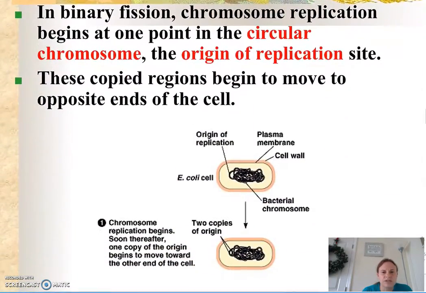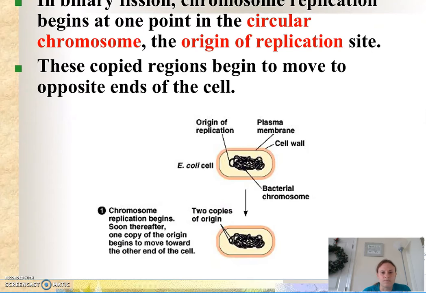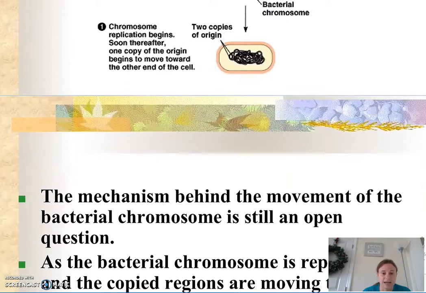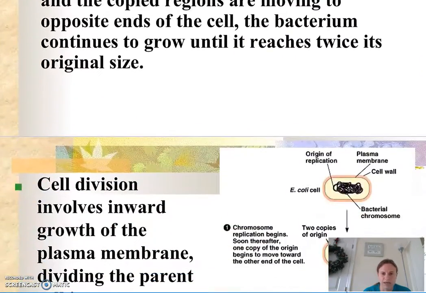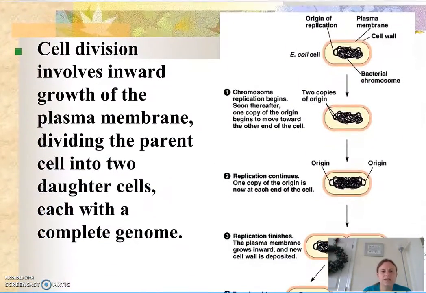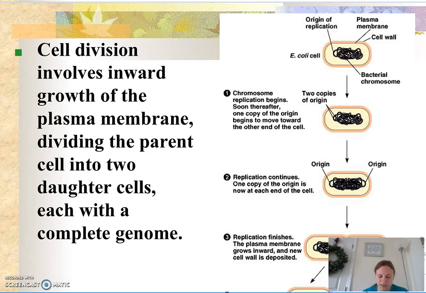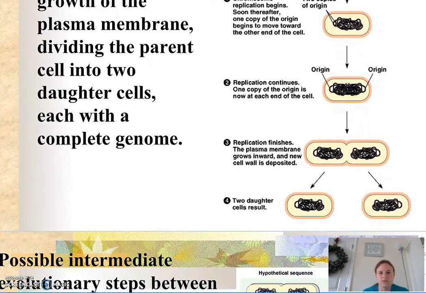So in binary fission, you've got a circular chromosome that replicates at the origin of replication site. Then those copied regions move to opposite ends, and scientists aren't really sure how that exactly occurs, what the mechanism behind that is. Lastly, the plasma membrane pinches inward to form 2 daughter cells, each with a complete genome.